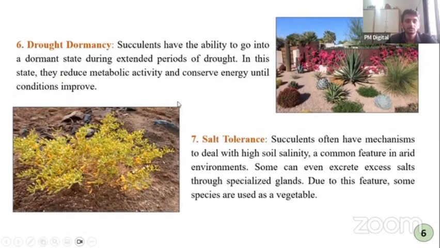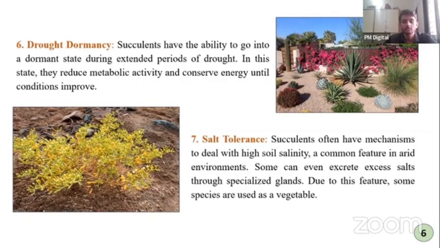Now, next feature is drought dormancy. Succulents have an ability to go into a dormant state for a certain period of time. In this state, they reduce the metabolic activity and conserve energy until the condition improves. So it works as food for that particular dormant condition.